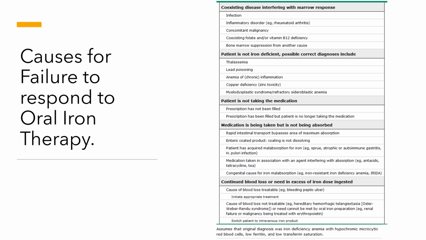And the other thing is, that may not be the correct diagnosis. The patient may be having underlying thalassemia trait, or something like lead poisoning, anemia of chronic disease, copper deficiency, zinc toxicity, myelodysplastic syndrome, or sideroblastic anemia, as we discussed previously. And the other thing is poor drug compliance, and poor absorption. The patient may be having some problem affecting the absorption of iron in the duodenum, and the other thing is the patient may be having continued blood loss.